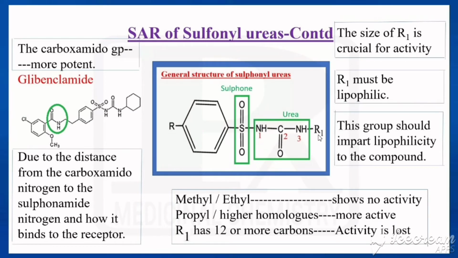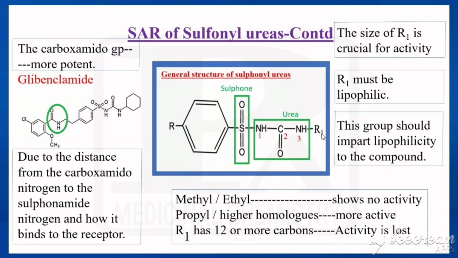Okay. Now come to R1. Already we have seen that R must be a lipophilic one. Similarly this R1 should also be lipophilic. So the size of the R is crucial for activity. Why should that be lipophilic? Because this is giving lipophilicity to the compound, so that is imparting the property to the compound.